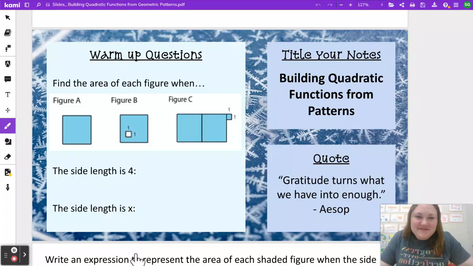Hello, algebra students. This is going to be our second lesson from our unit on quadratics. In this lesson, we're going to be building on what we learned in the first lesson about how quadratic functions relate to geometric patterns. There is a warm-up question on the screen that will help get our conversation started today. So go ahead, pause the video, and try answering those questions now.